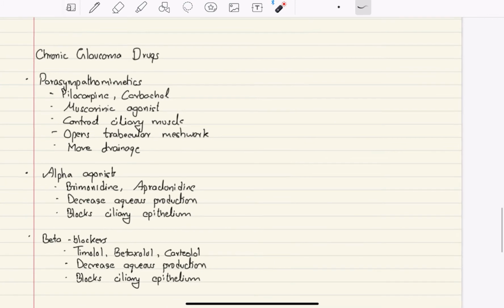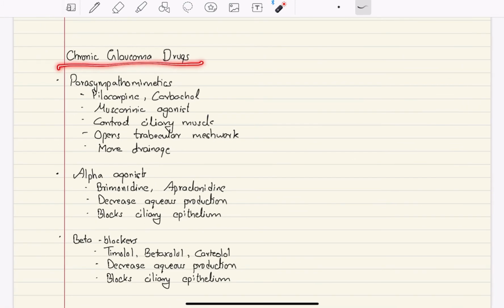Now let's briefly talk about some chronic glaucoma drugs. The first group here is parasympathetic mimetics. This includes pilocarpine and carbachol. These are muscarinic agonists, and they act by contracting the ciliary muscles, and this will open up the trabecular meshwork and lead to more drainage of the aqueous humor.